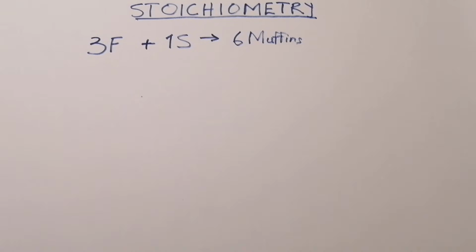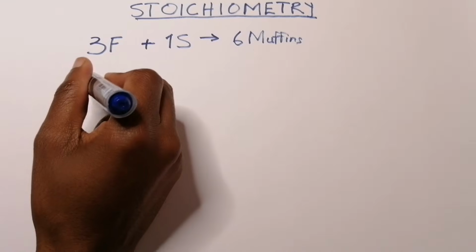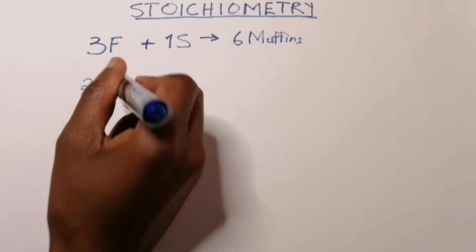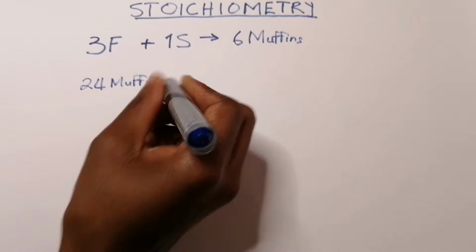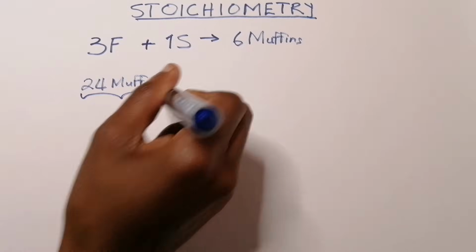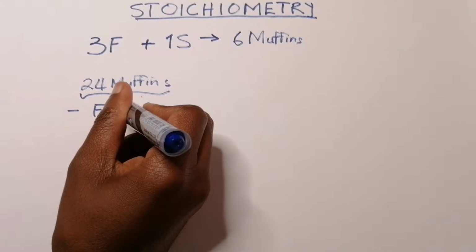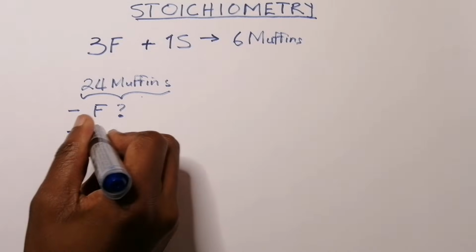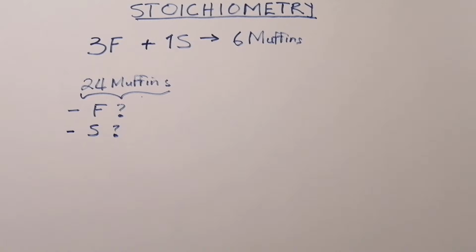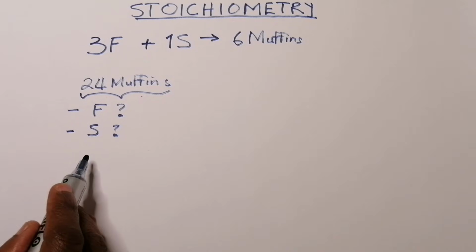Suppose, let's just make a question for ourselves. What if I wanted to produce 24 muffins? Let's find out first, how many cups of flour am I going to use? And secondly, how many cups of sugar am I actually going to use to produce that?